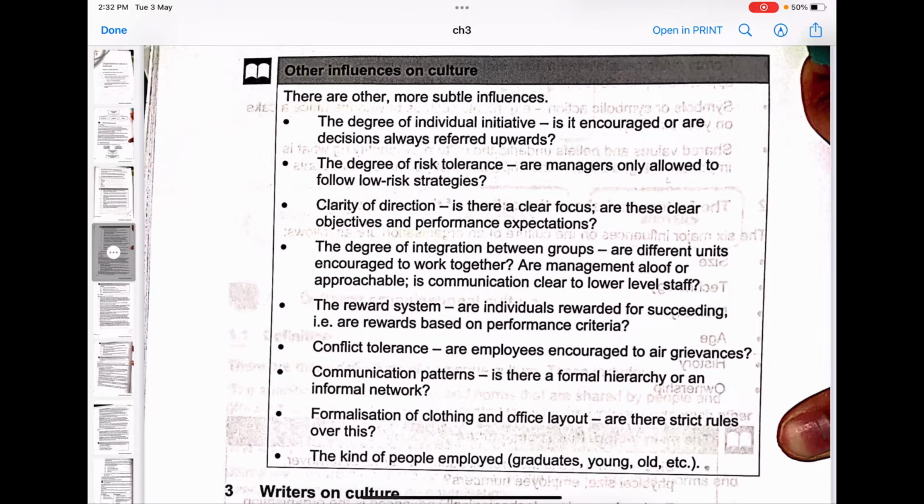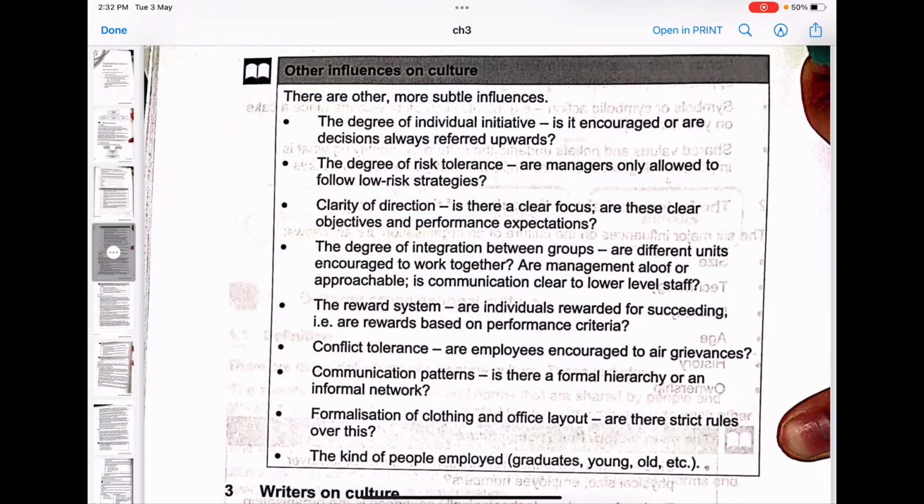Clarity of direction. Is there a clear focus? Are there clear objectives and goals and performance expectations? The degree of integration between groups. Are different units encouraged to work together? Is management aloof or approachable? Is communication clear to the lower level staff?